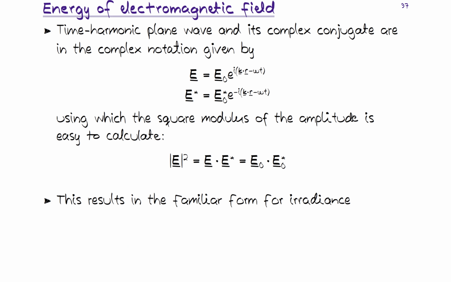And this gives us the familiar form for the irradiance, so that we can reconcile the fact that it doesn't really matter whether we use a cosine formulation for the wave or a complex representation of the wave. The end results of calculations will be the same. So the irradiance is 1/2 times speed of light c times epsilon naught, vacuum permittivity, times the modulus square of the field amplitude. And this can also be written as the amplitude E naught times its complex conjugate E naught star. So this is what I wanted to say regarding irradiances and the Poynting vector.